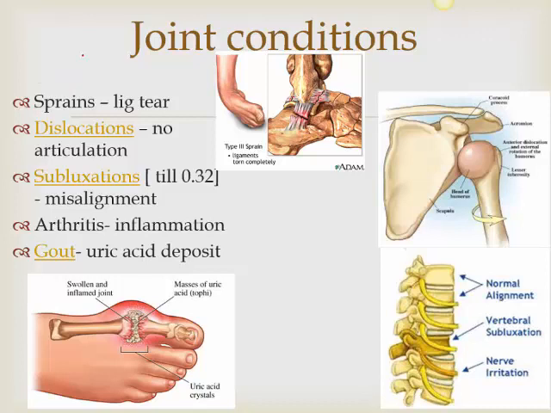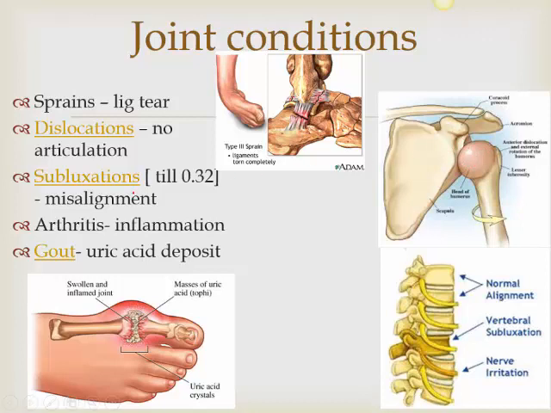Then when we come to joints, joints can completely get out of alignment. So the two surfaces which were normally articulating with one another no longer articulate. Such a condition is known as a dislocation, as you can see up here. Look at the head of the humerus, it has completely come out of the glenoid cavity. So this is a dislocation.